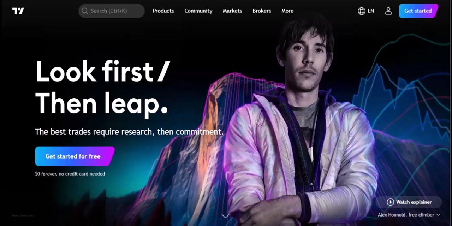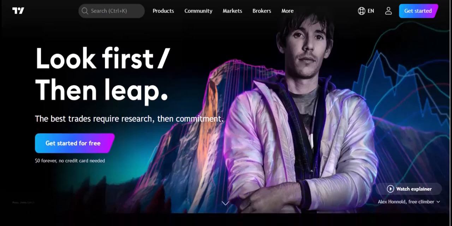Ever felt lost in a sea of charts, indicators, and economic news when trying to navigate the exciting world of forex trading? You're definitely not alone. Choosing the right tools can be the difference between feeling overwhelmed and trading with confidence. And that brings us to a crucial question for any aspiring or seasoned forex trader. Is TradingView actually good for forex trading?